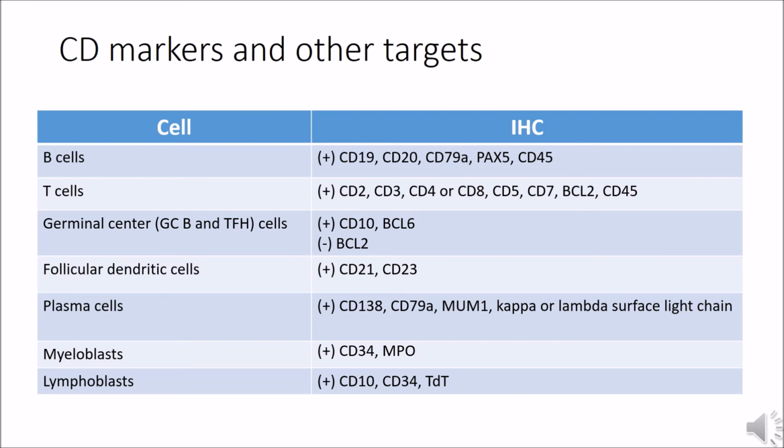Plasma cells express CD138, CD79A, MUM1, with either kappa or lambda light chain restriction. Myeloblasts express MPO and the immature marker CD34, among others. Lymphoblasts express CD10, TDT, and the immature marker CD34. In addition, B-ALL expresses a variety of B-cell markers, and T-ALL expresses a variety of T-cell markers.